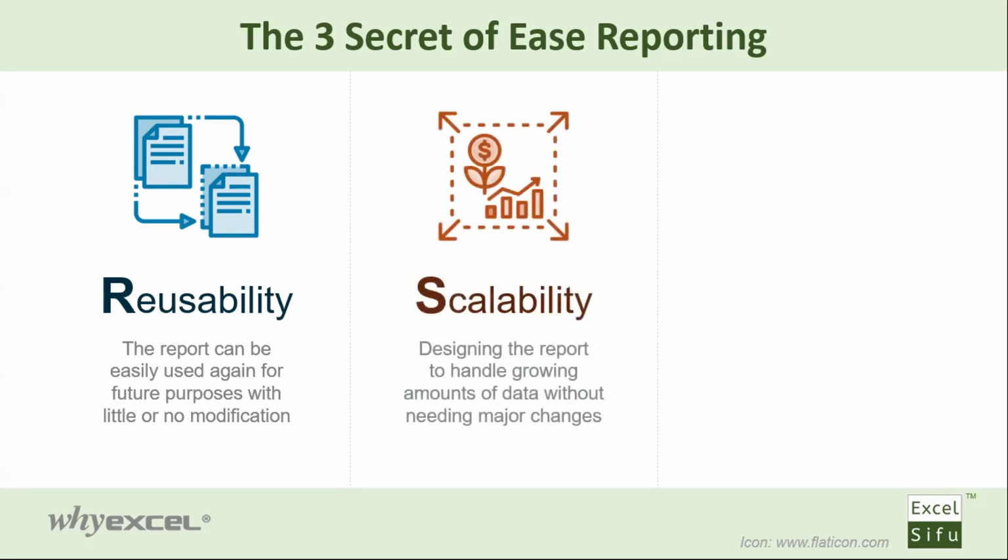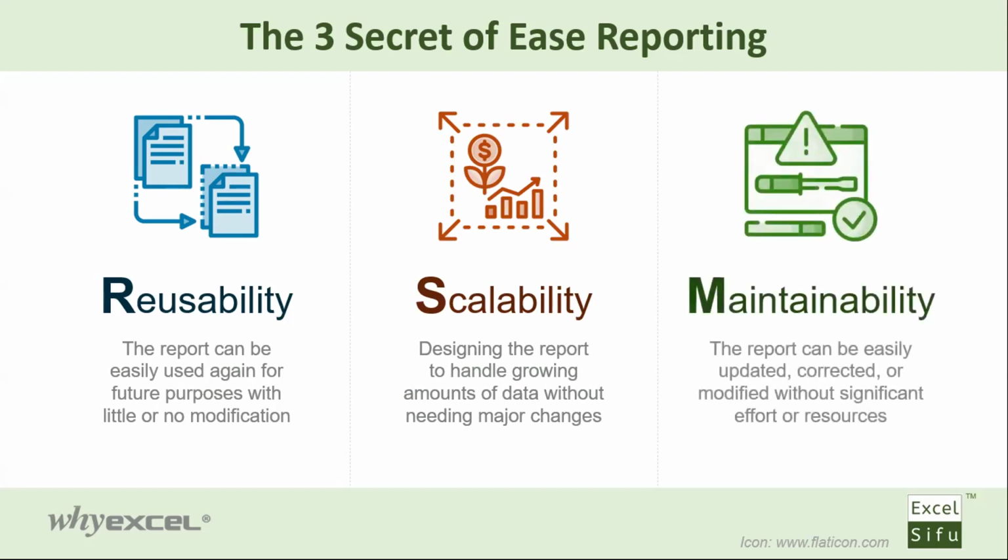Second is scalability. When our data has more rows at the bottom or more columns on the side, it is able to adapt. It doesn't require us to redo again. That's called scalability. And finally, maintainability. We want to make sure if we need to make some changes, those changes are minimal rather than redoing the whole thing. So that's called reusability, scalability, and maintainability.